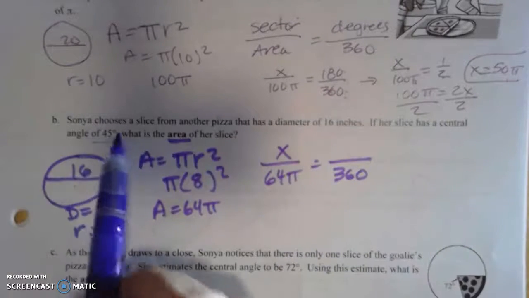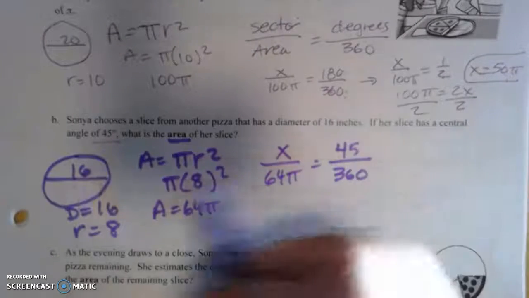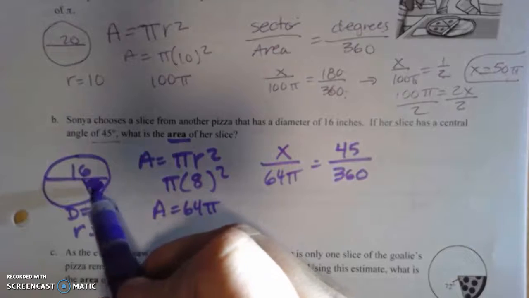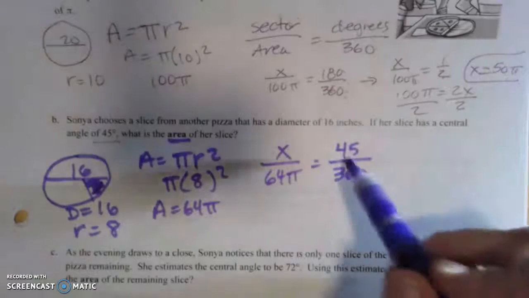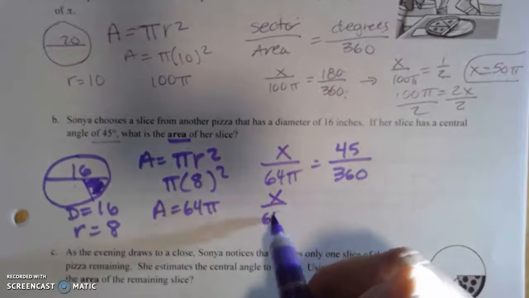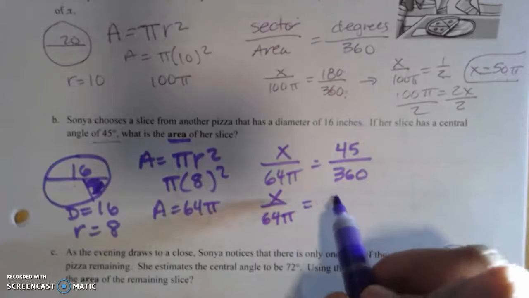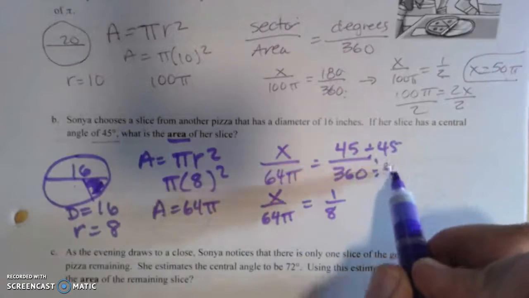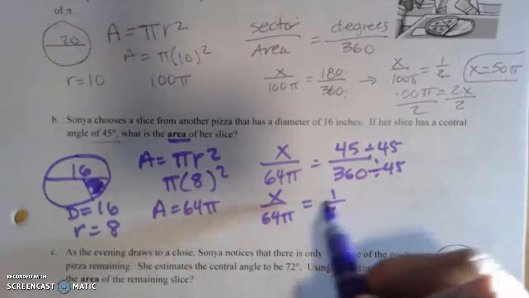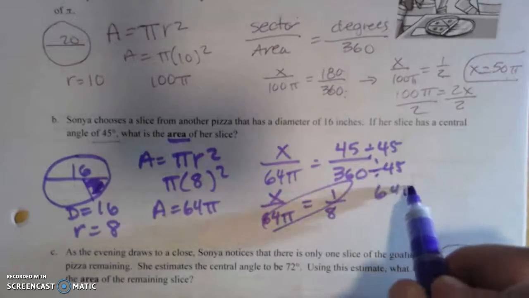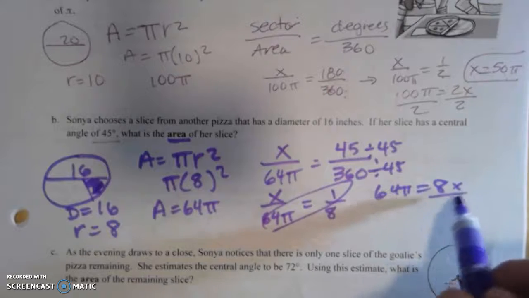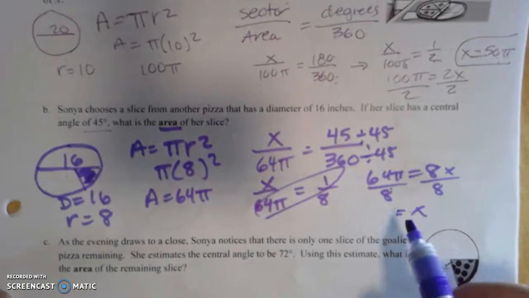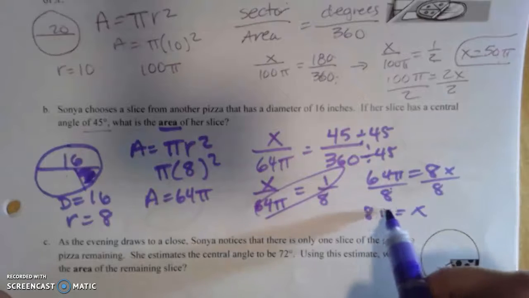Well, what is her angle? It's 45 degrees. So that's about this much. Okay, we want to find what's the area of this portion of the circle. Well, I can reduce this. If you remember, it was 8 reduced by 8, 1 over 8. It reduced by 45. Divide both sides by 45, and we got 8. So we're going to do cross products. 64 pi equals 8x, divide by 8. And we're going to find out that x equals 64 divided by 8 is 8 pi.